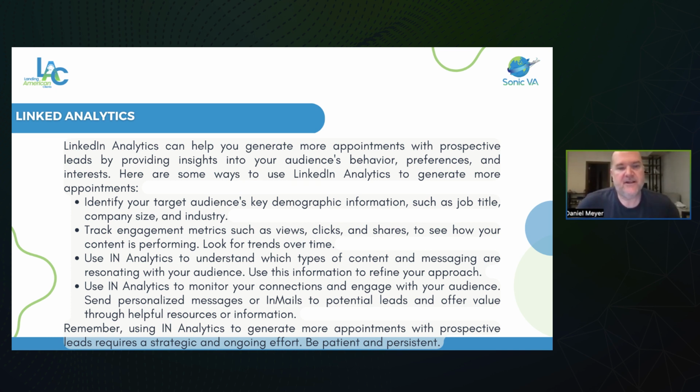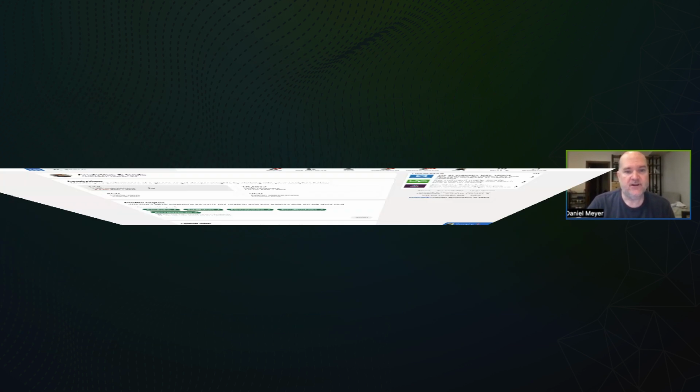LinkedIn Analytics helps us generate more appointments and productive leads by providing insights into audience behavior. Facebook and IG are primarily used for us to attract attention to get them to the top of the funnel. LinkedIn is more, they're already in the funnel because they're connected to us in some way in a smaller universe. And so it's a matter of moving them down in the funnel from interest to sale. Track engagement metrics such as views, clicks, and shares to see how your content is performing, looking for trends. Use analytics to understand what types of content or messages are working, right? So like Facebook and Instagram, you can see what's working, right?